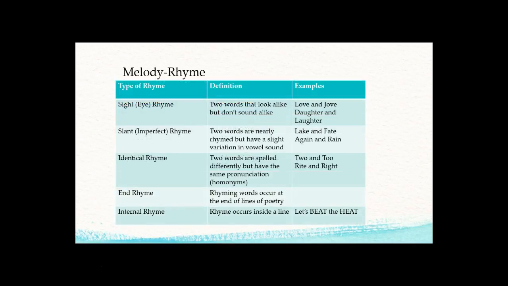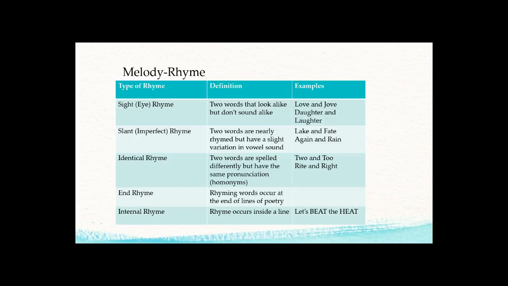We also have sight rhyme. These are two words that look alike but don't necessarily sound alike. So daughter and laughter. We have slant rhyme. Now slant rhyme is very, very common, especially in Emily Dickinson's poetry. These are two words that are nearly rhymed but have a slight variation. So lake, fate, again, rain. You'll see this a little bit. Shakespeare sometimes will use this in his sonnets as well to force the pattern.